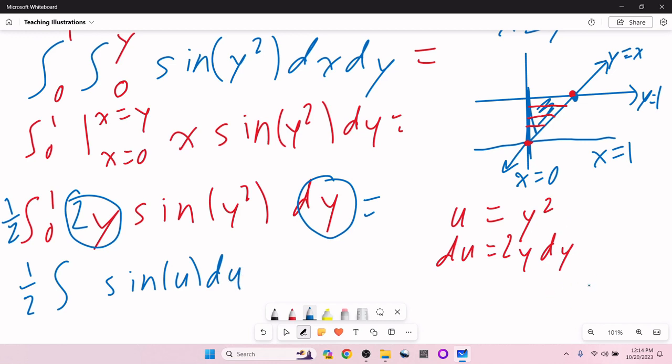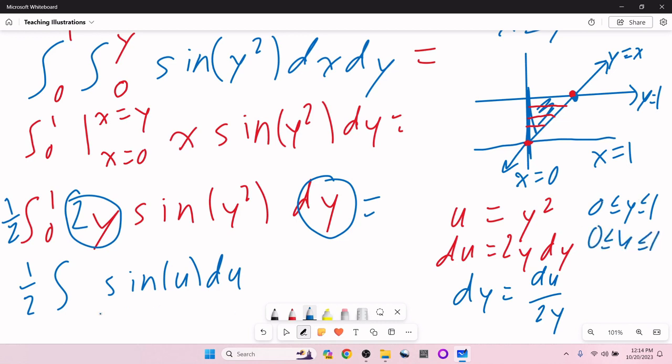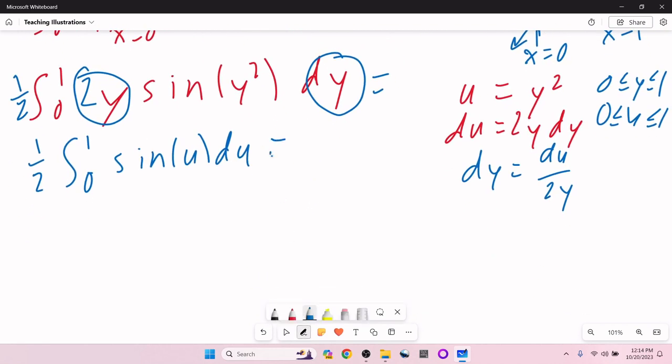And I know there's another way to do it that a lot of you do, which is dy is du over 2y. It'll amount to the same thing because the y's will divide out and you're left with a 1/2 outside. So, you know, I don't always do it the same way. I learned it a different way than a lot of you did. Okay, what about the limits? Well, y went from 0 to 1. U equals y squared, so u will also go from 0 to 1. So that becomes 1/2, 0 to 1.